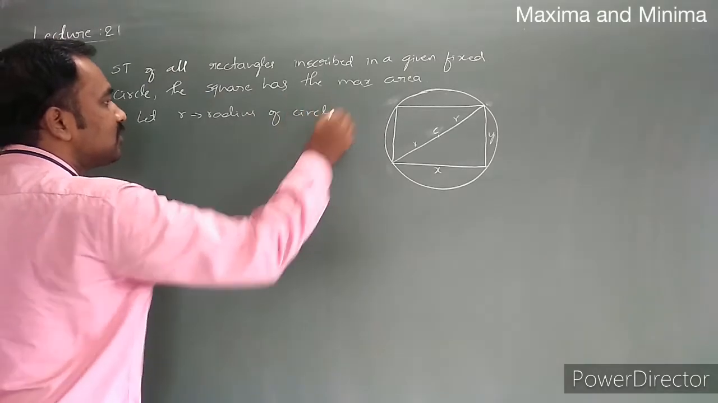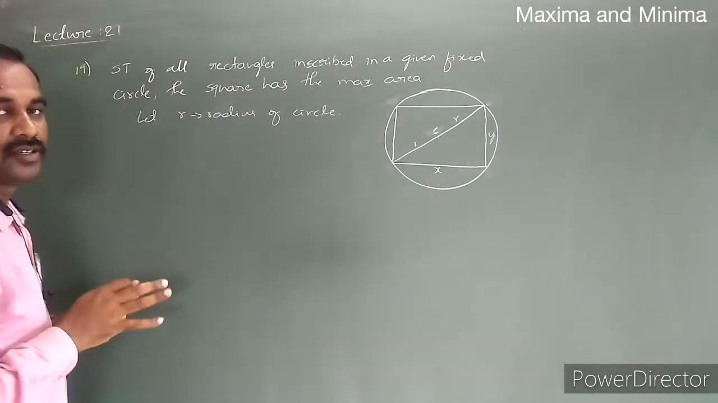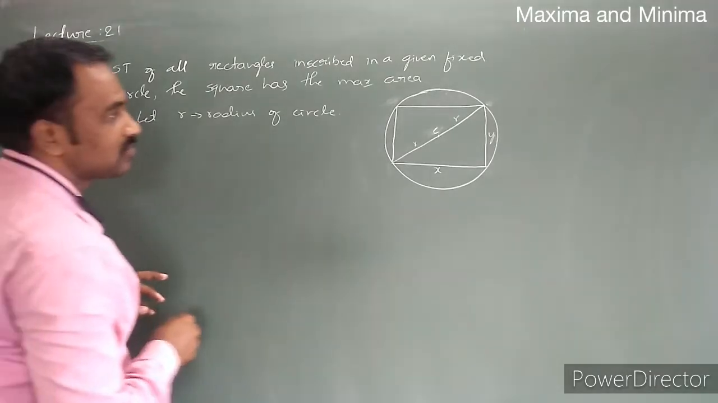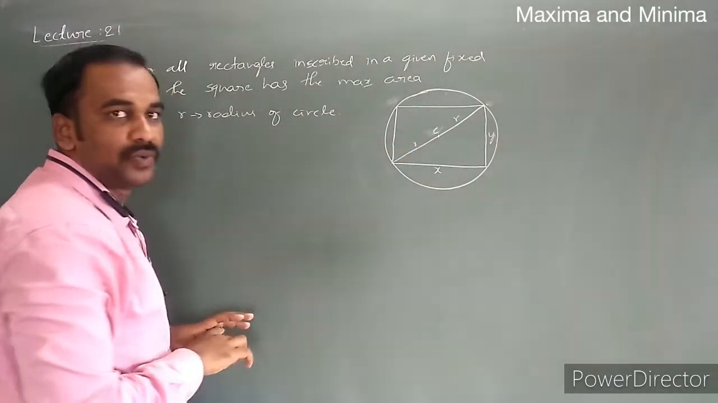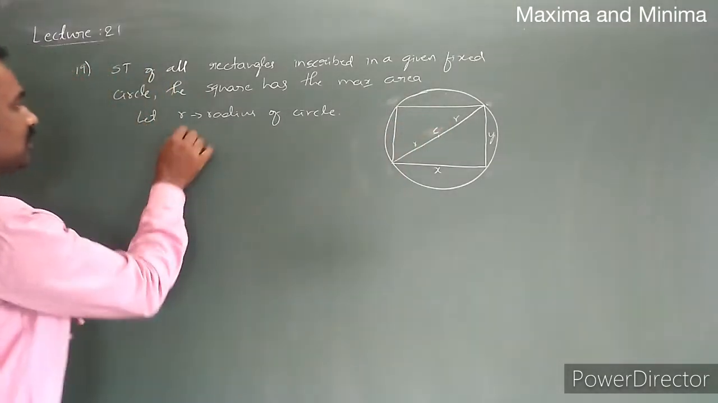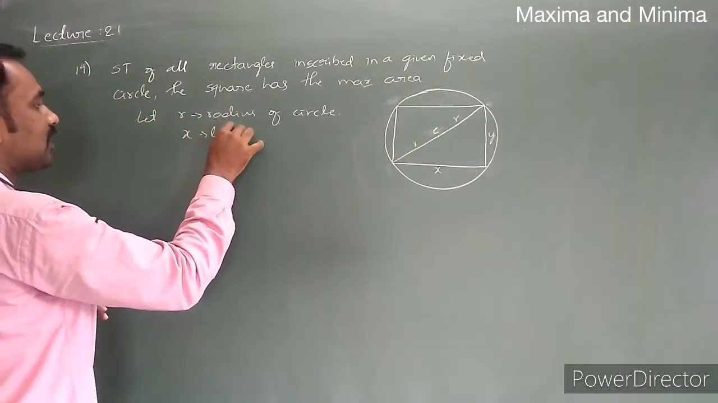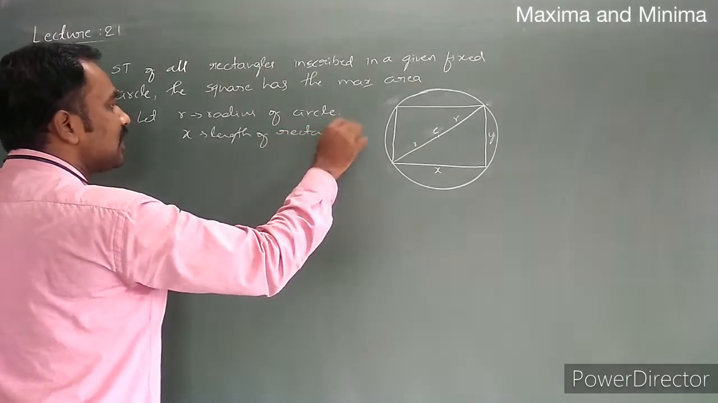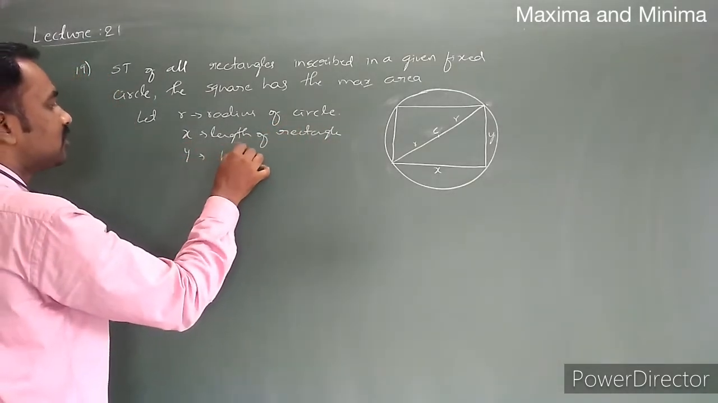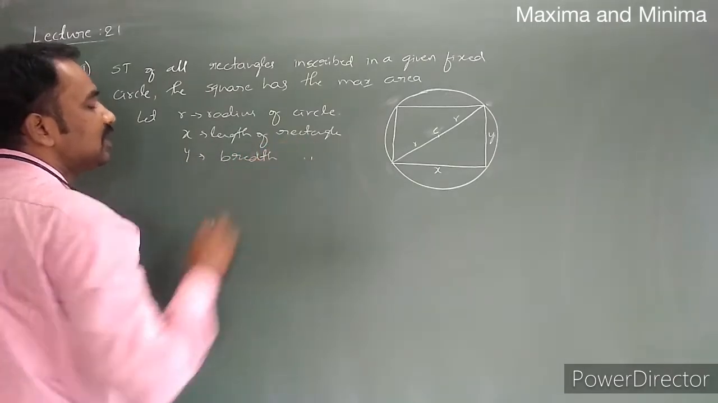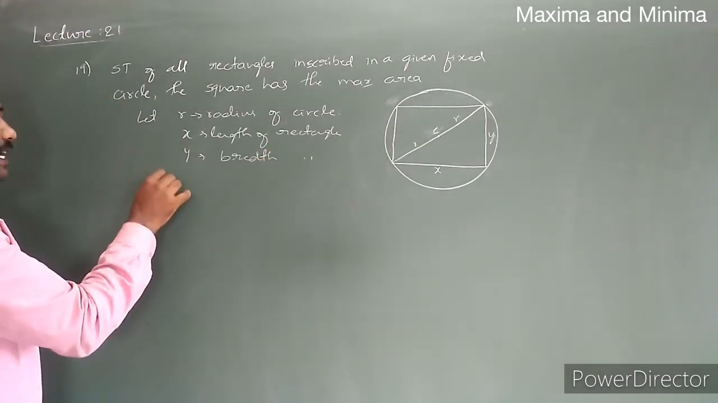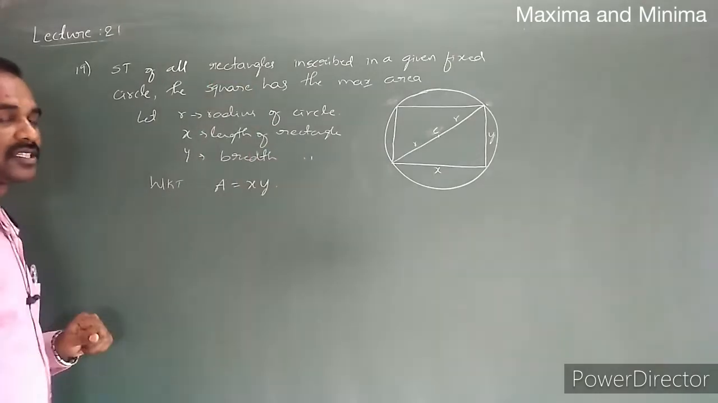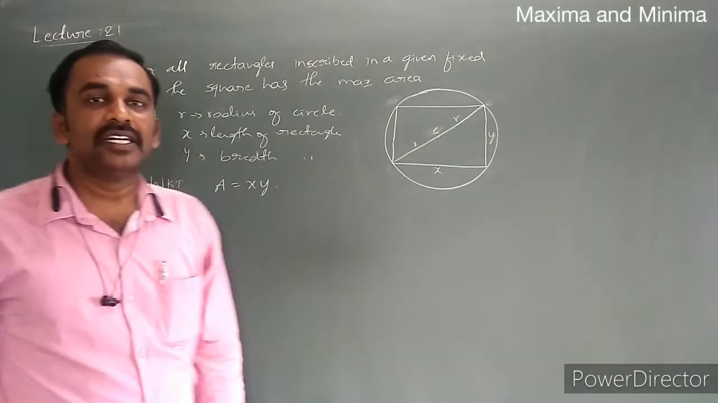Since we are not given any values, we have to assume them, using standard notation. Next, x is the length of the rectangle and y is the breadth of the rectangle. Now we know the area of the rectangle. What is the area of the rectangle? Length into breadth is the required area of the rectangle.